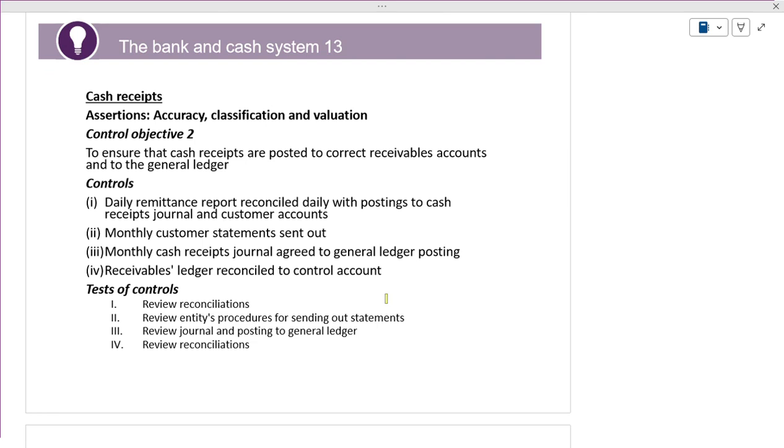Now, what is the second objective? We are talking in terms of receivables accounts. I will add this: receivables accounts and receivable control accounts. As we are talking in terms of payments, we are talking in terms of receipts also.